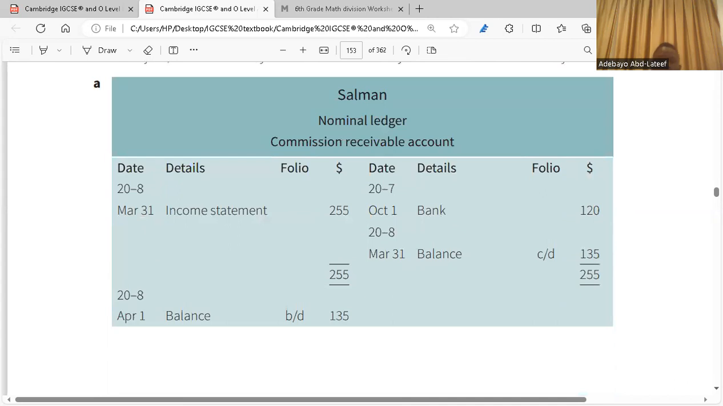In the nominal ledger, the total of the income statement, because it's commission receivable, what did I tell you? You debit the income statement. Yes. And you credit the giver, which is the bank. Yes or no? Yes. So income statement, we have 225, which is 120 plus 135. Yes. I think that is clear. So on the credit side of your commission receivable account, you write the transaction, which are bank 120, balance carried down 135. Clear? Yes.